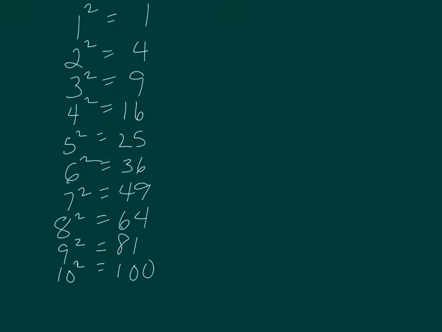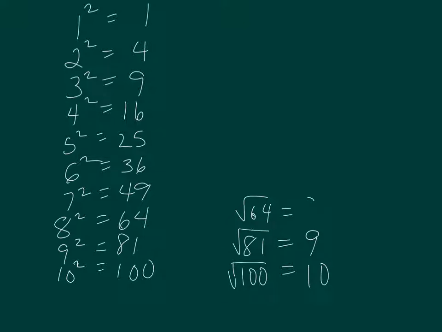Now I could create a list very similar to this, where I just take the square root of the numbers here on the right. So I could make a list where I say the square root of 100, what number when you multiply it by itself gives you 100, is 10. And same thing here, 81, the square root of 81 is 9. The square root of 64 is 8.